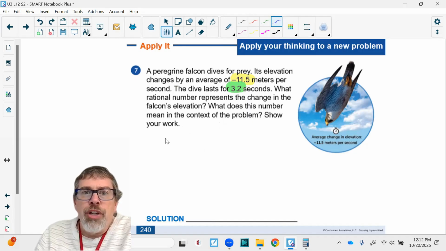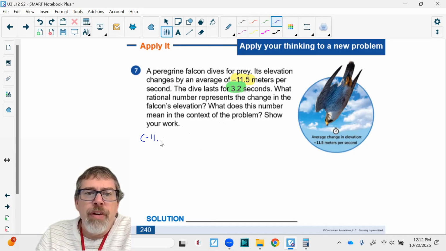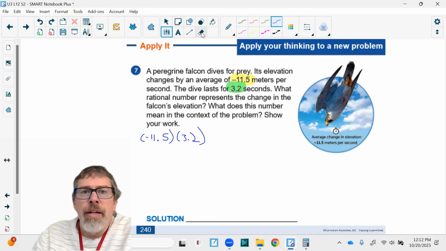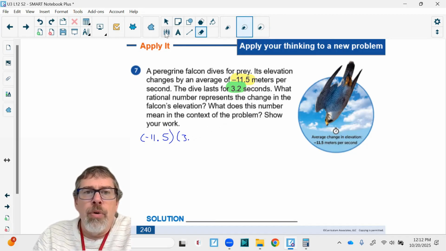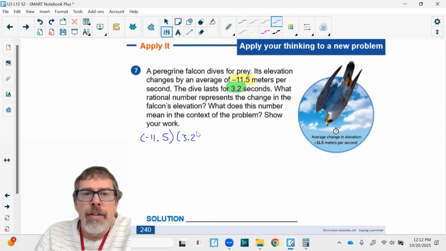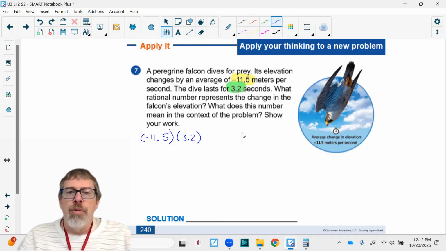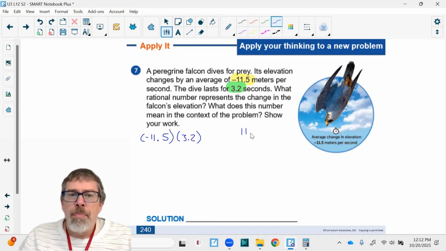So what represents change in its elevation? Well, we're going to take negative 11.5 and multiply it by 3.2. So I would write it like this if I were going to just plug it into a calculator, but I'm not. So I'd do it like this: 11.5 times 3.2. And I'm going to worry about the sign after.